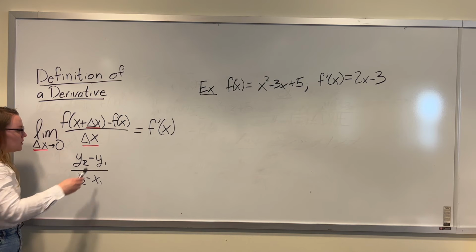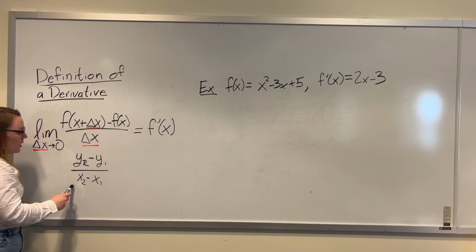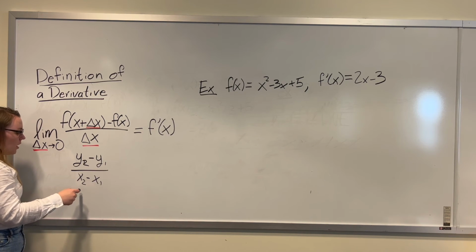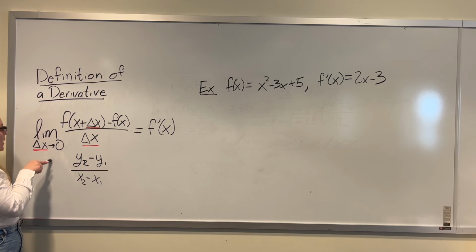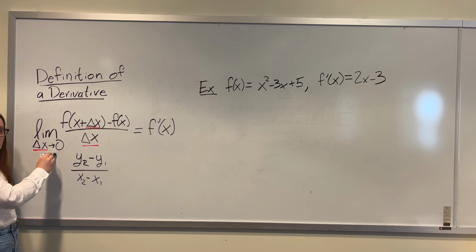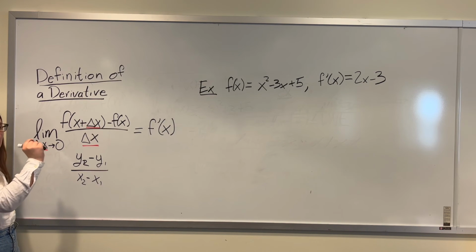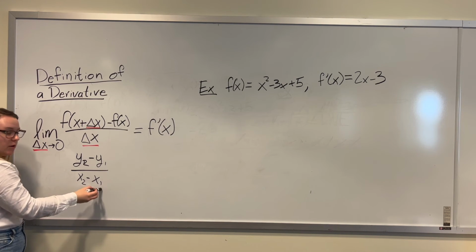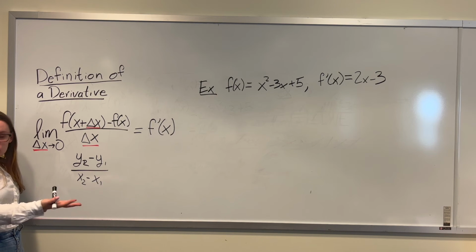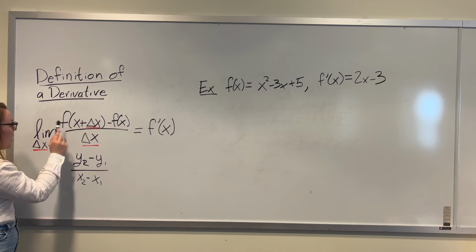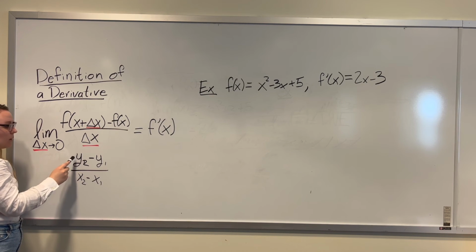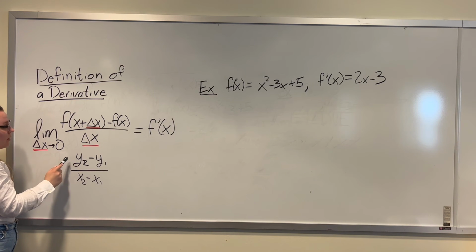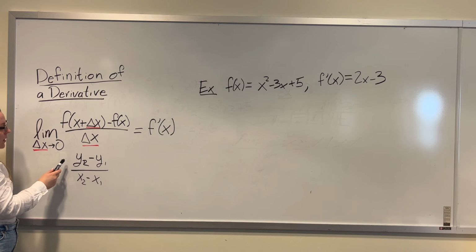Whenever you see a delta symbol, this triangle in math, it usually denotes the change of some value. So this delta x right here directly corresponds to our x2 minus x1. And what we're doing is we're sending it to 0. So we're making it smaller and smaller between our x2 and our x1 until it becomes 0. And our f of x plus delta x minus f of x directly corresponds to our y2 minus y1. Those are essentially the same equations.